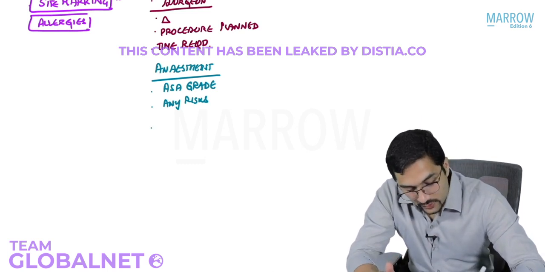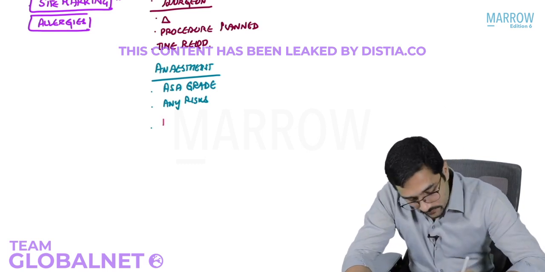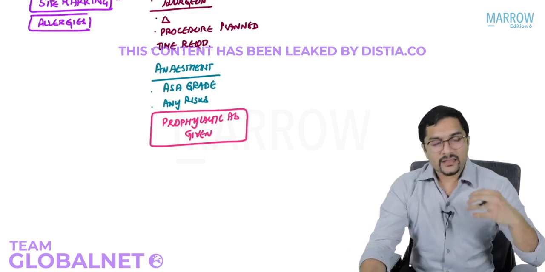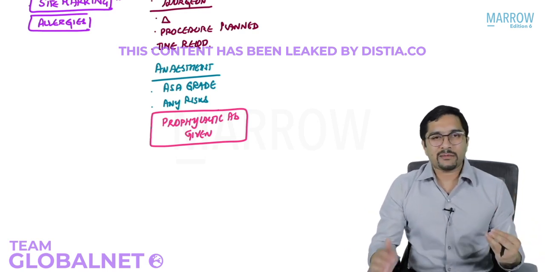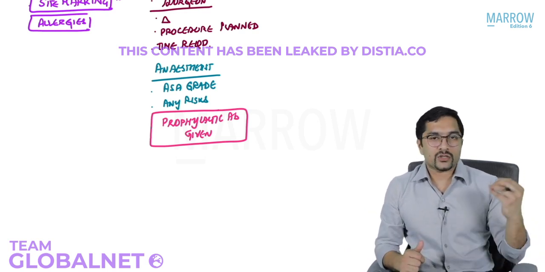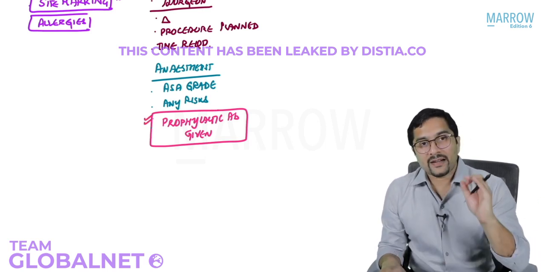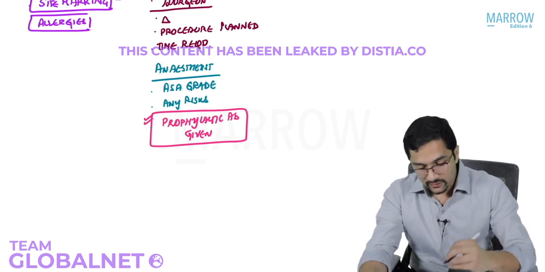And the anesthetist also asks a very important thing. When was the prophylactic antibiotic given? Prophylactic antibiotic, what time was it given? So in the subsequent modules, I've told you that the best time to give prophylactic antibiotic is 30 minutes to 1 hour before surgery. So the anesthetist is going to confirm at what time the prophylactic antibiotic was given.